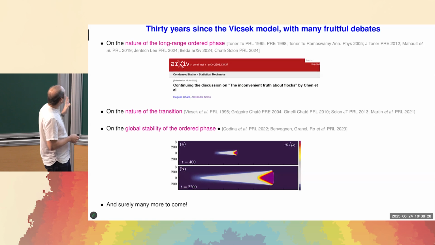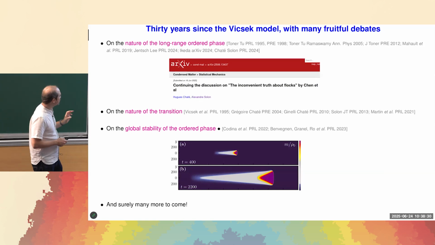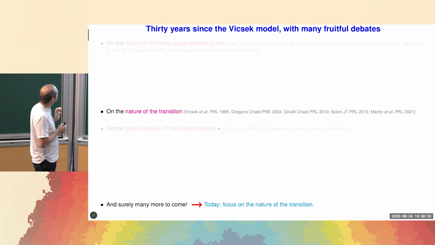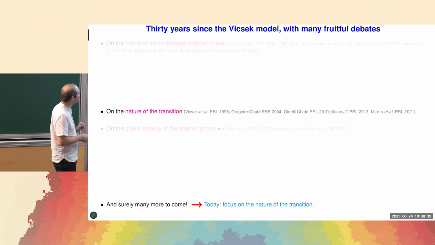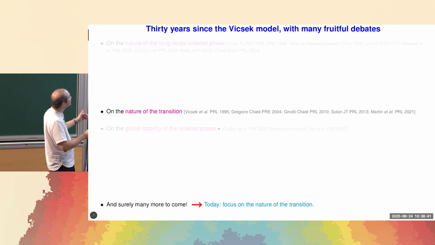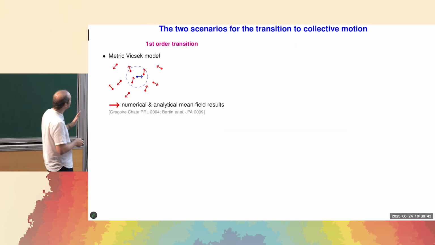Okay, and there are many more open questions. So today, essentially, what I will focus on is what I understand best, which is the nature of the transition, where there are solidly established results. It's less of a frontier for the field right now.